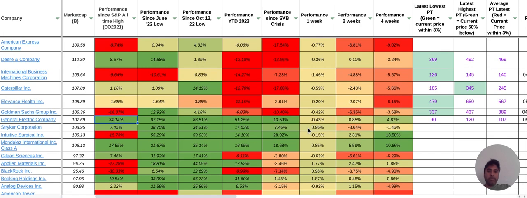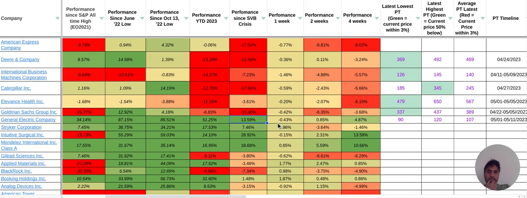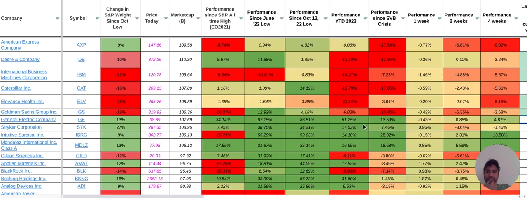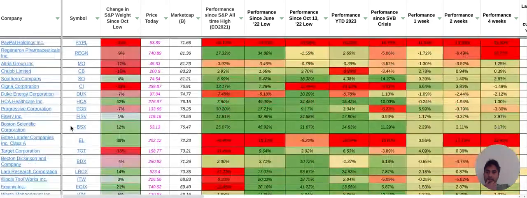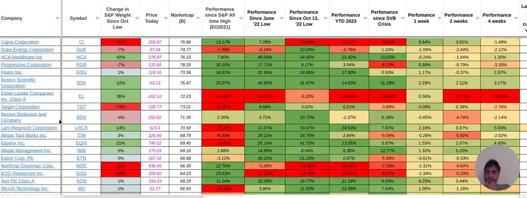Now, since the S&P crisis, it's still up. It's not that bad, even over the last few weeks. It's all still up, and the price target is 90. It's above the price target, so that's why it's not green. But generally, it's a good story here. Then I'll look into some others as well.